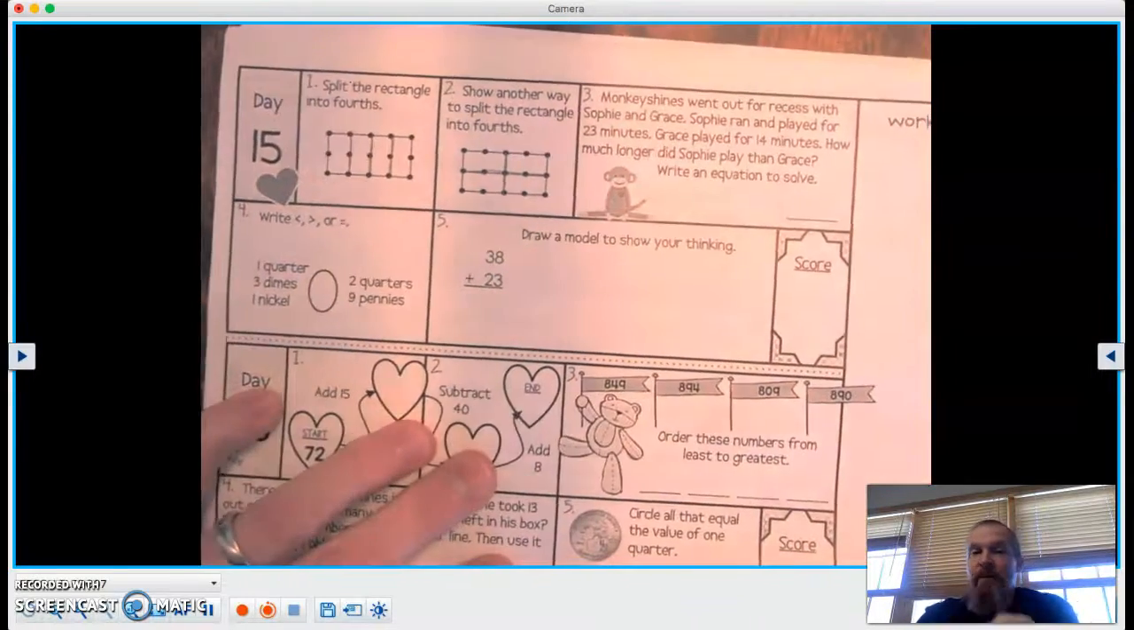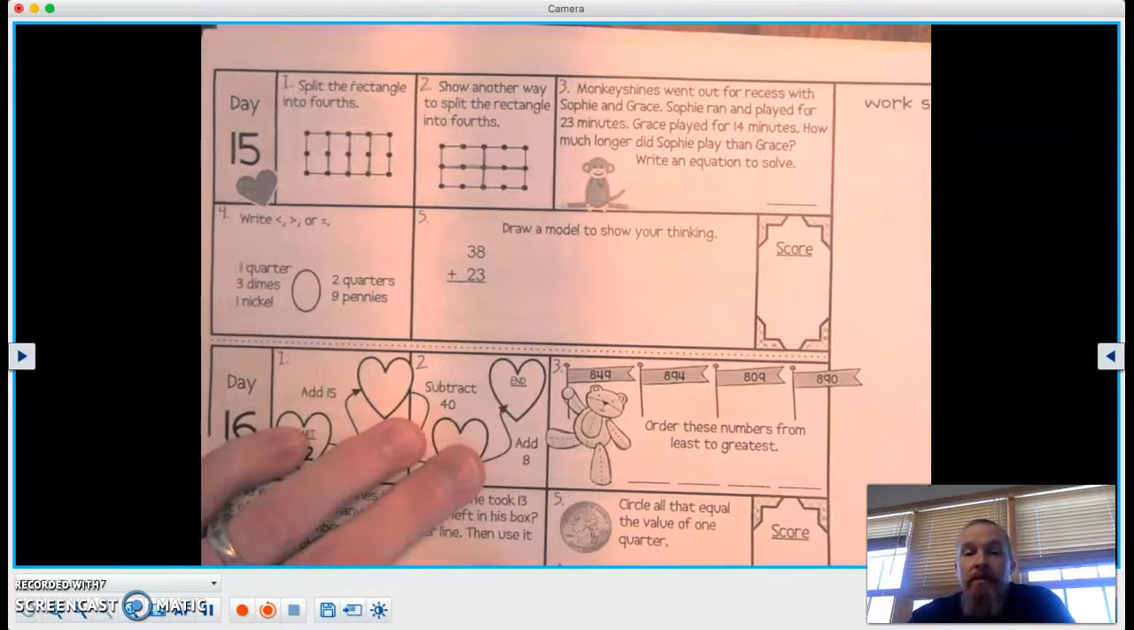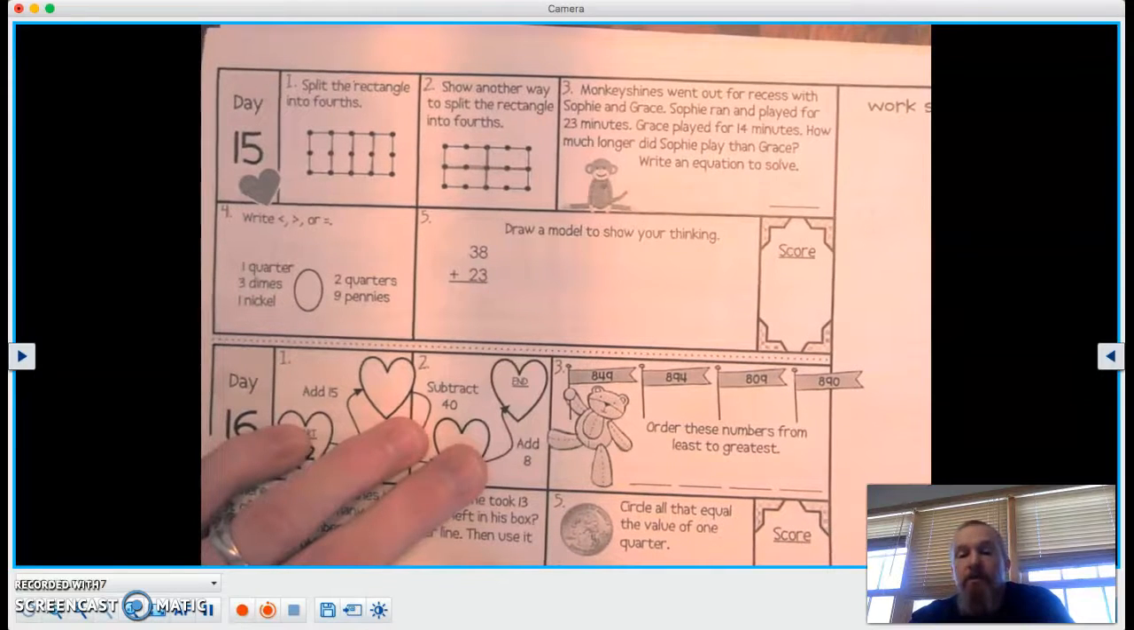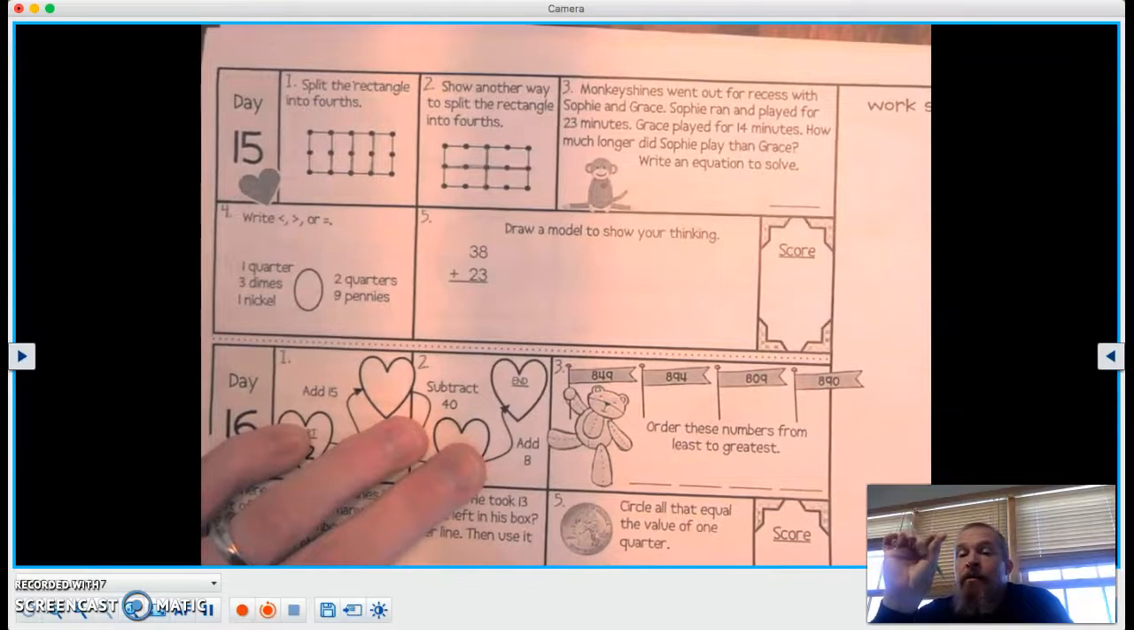Okay. Number 3. Monkey Shines went out for recess with Sophie and Grace. Sophie ran and played for 23 minutes. Grace played for 14 minutes. How much longer did Sophie play than Grace? So we're not combining them. So we're not going to add 23 and 14. We are going to find the difference between the two.